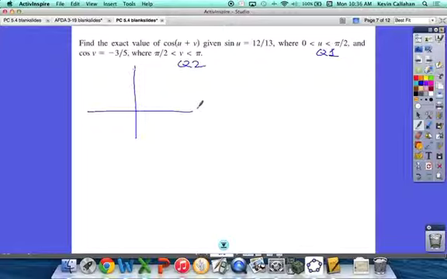So for u, which is in the first quadrant, I draw my terminal side from the origin out. This is u, and I label 2 sides. Since the sine is 12 over 13, that's going to be opposite over hypotenuse. And then for the v, it's the second quadrant, so I'm going to draw the terminal side into the middle of the second quadrant and label the v right there. Cosine is negative 3/5, so that would be negative 3 over positive 5.